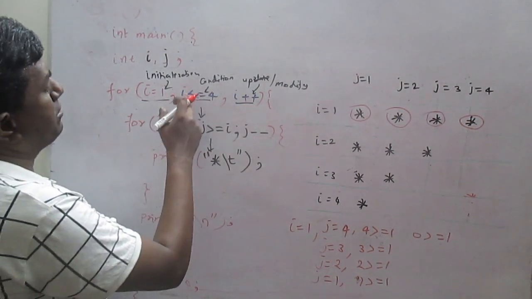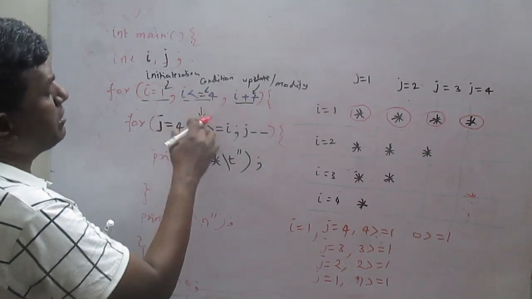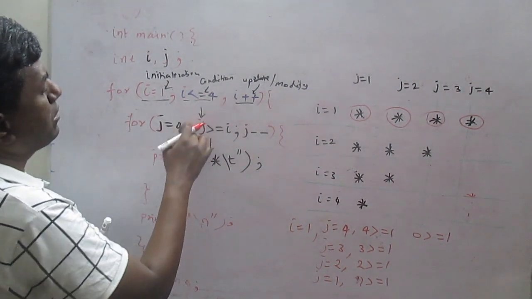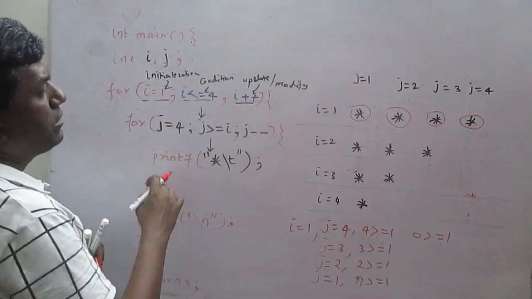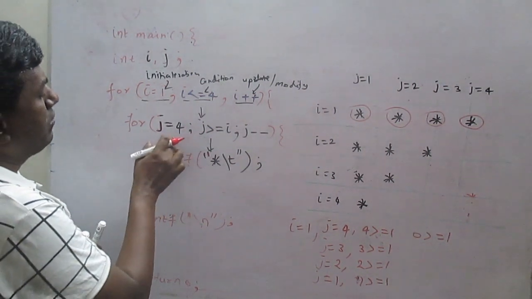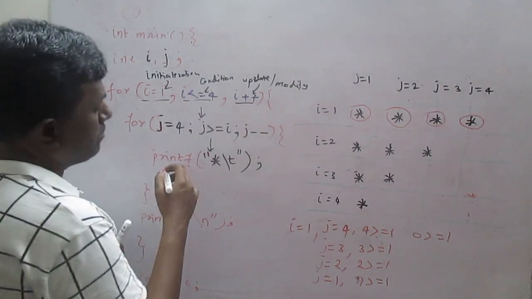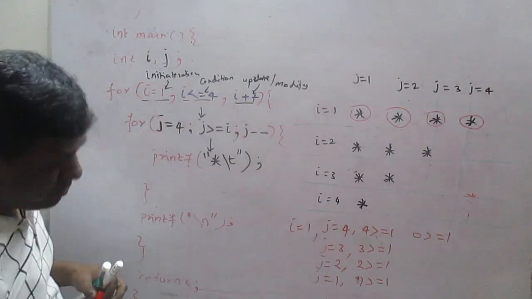We are checking the condition, i less than or equal to 4. That means 2 less than or equal to 4, the condition is true. Again we are entering into this loop. Now we have to see how this loop is going to work when i equals 2.